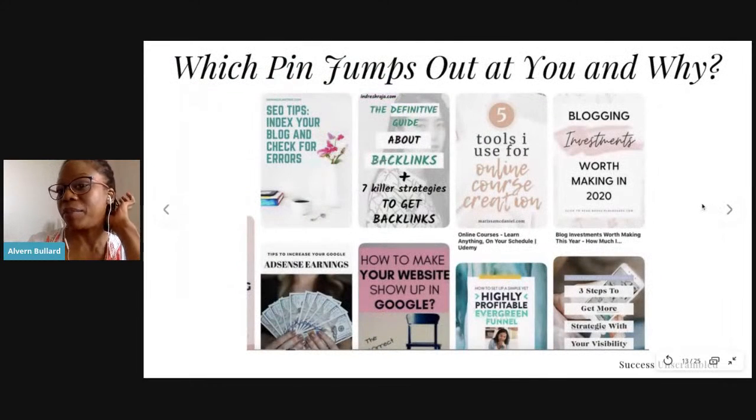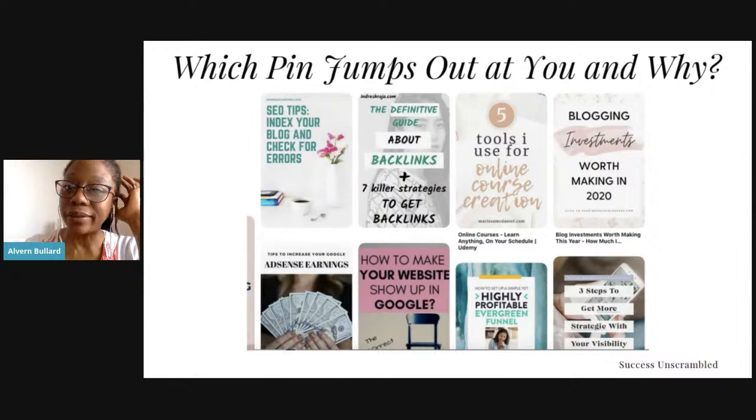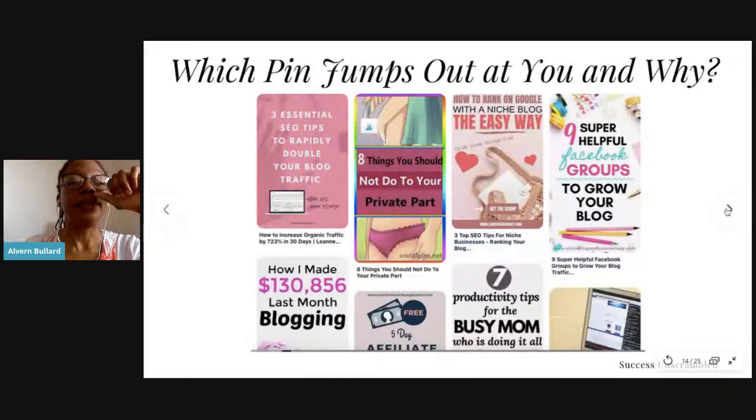So here's an example of a screenshot of pins on Pinterest. The question I have for you is, which pin jumps out at you when you first look at this image, and why? Just think about that for a second. And here's another screenshot as well. Which pins jump out to you in terms of colors now, not the message, just the colors. Which pins jump out to you, and why? Why do you think they do?